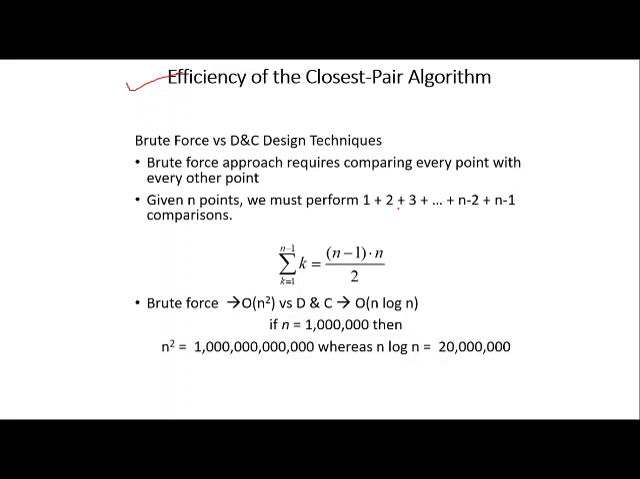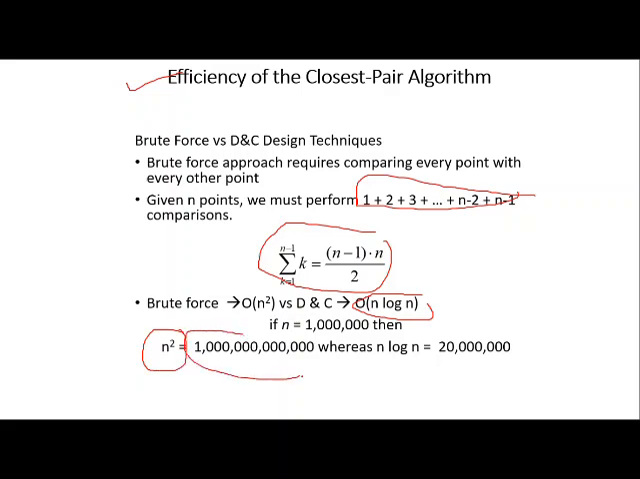Given n points, we must perform 1 plus 2 plus 3, and so on. This is actually the pattern, and finally it ends up with the sum for k equal to 1 to n minus 1, which gives n minus 1 times n over 2, and this is actually big O of n squared. And as we know, just now we obtained n log n for divide and conquer. Let's substitute n as 1 million here, 1 million for the n squared. We can see the running time for n log n is only about 20 million, compared to n squared. This is how we can see obviously the time complexity difference between these two design techniques, brute force and divide and conquer.